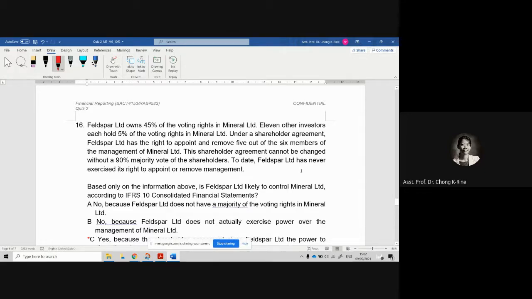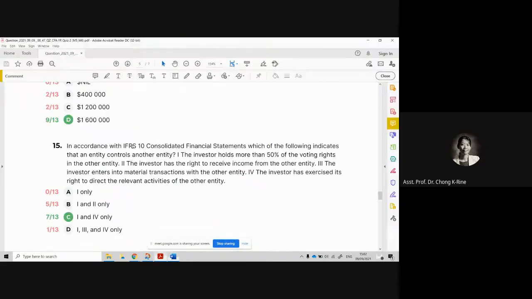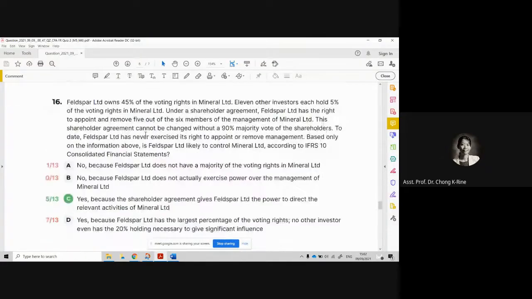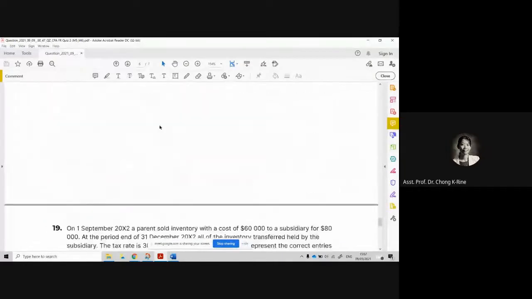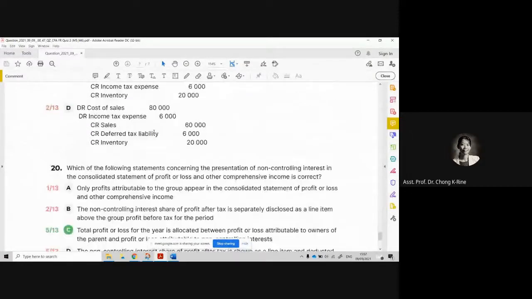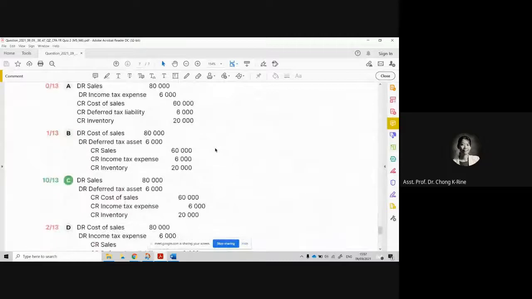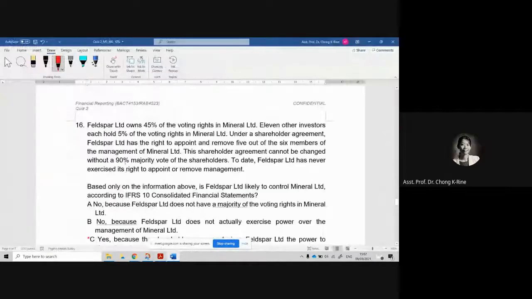Now I forgot to see how many of you got correct for 16. 5 got correct, 7, 6. Oh, okay. All right. So everyone has different view when you did your answer. Only two questions have the most students got correct. So question number 16, the question asks about control again. Okay, just now I gave you the clue already, by the way.